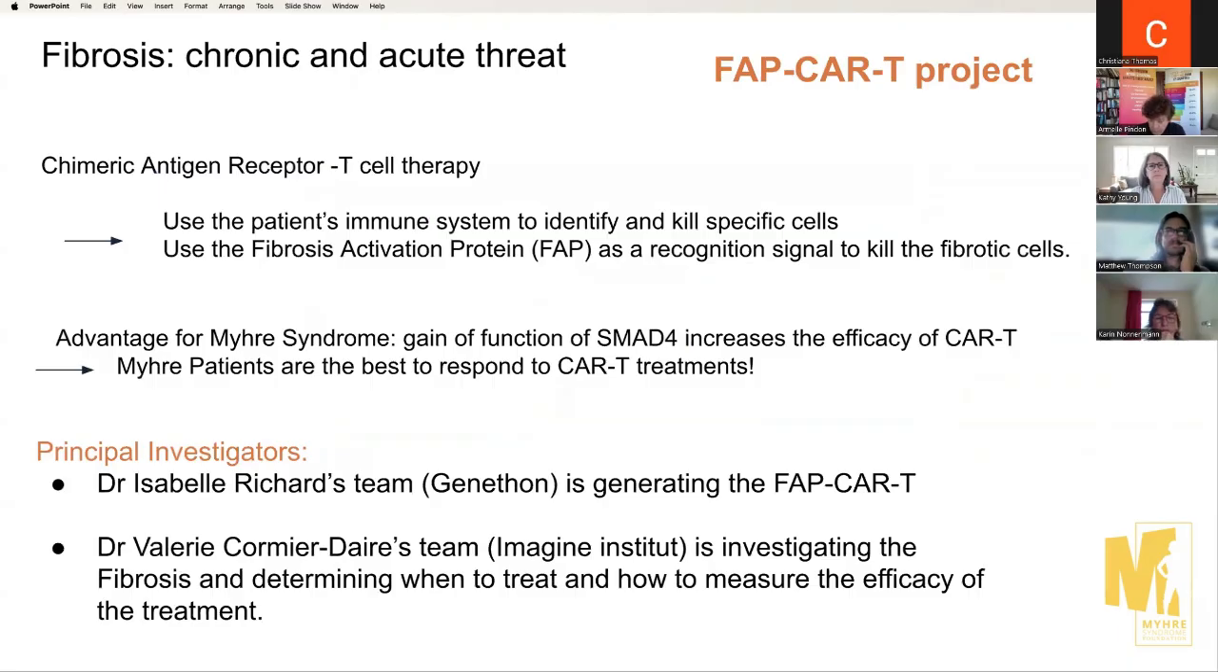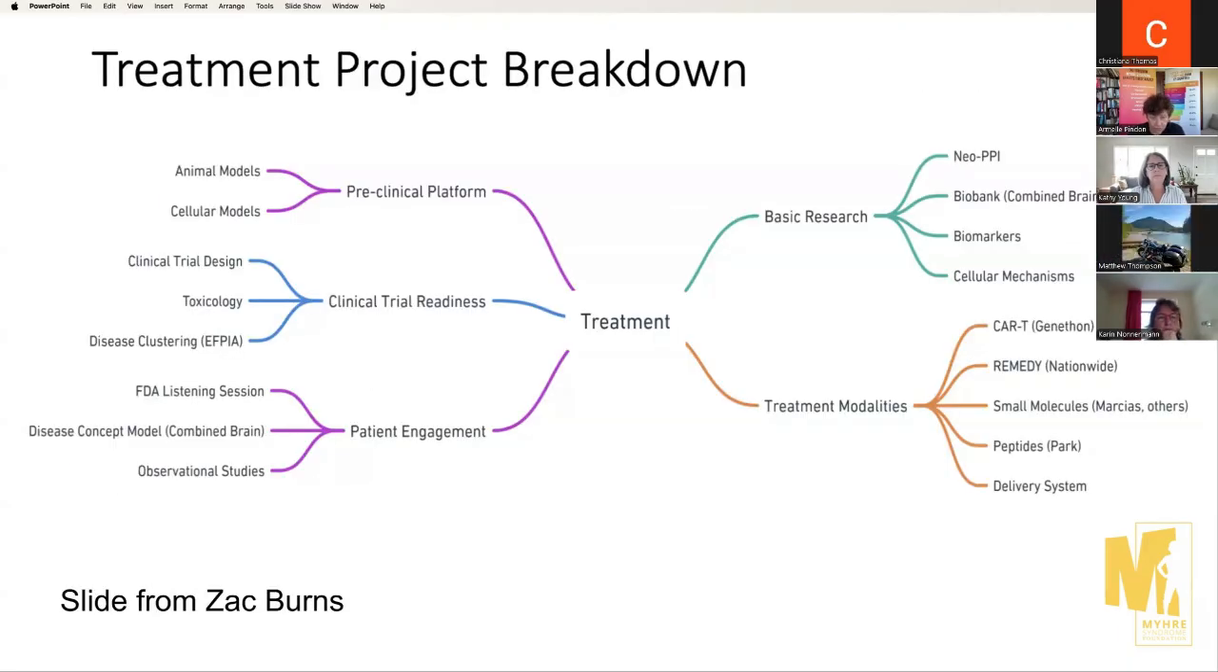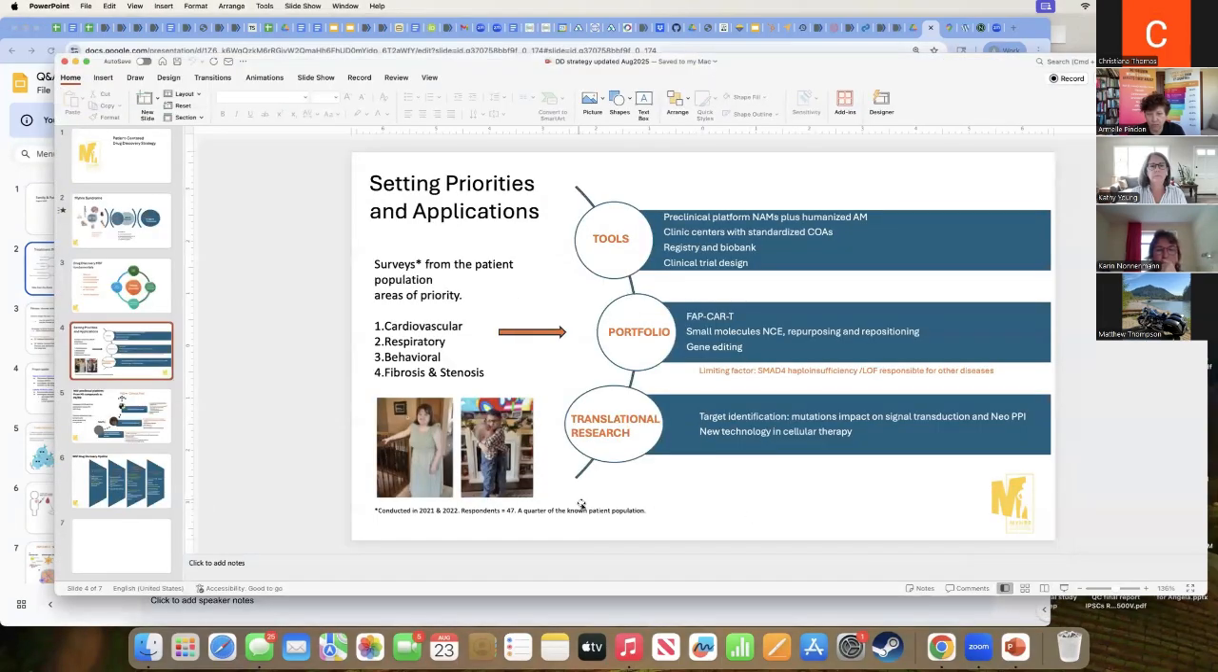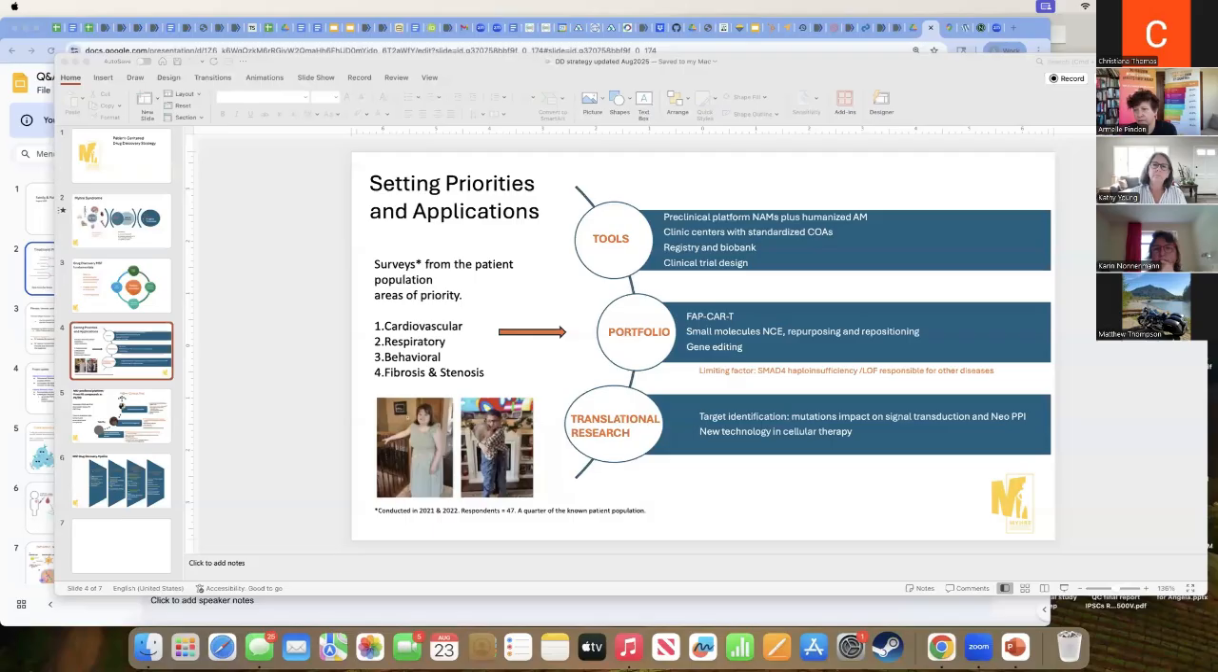So I will go through the different types of treatments that we would like to focus on in the. I'm going to put you on the side like that, so that I can see if you are reacting or not.